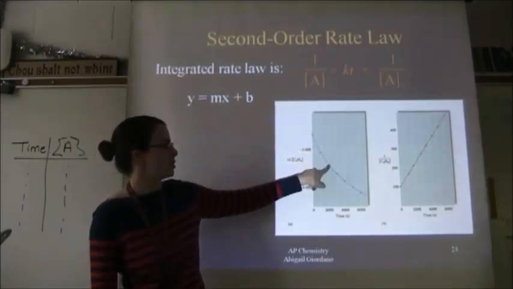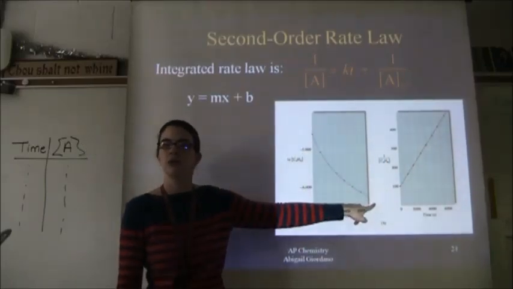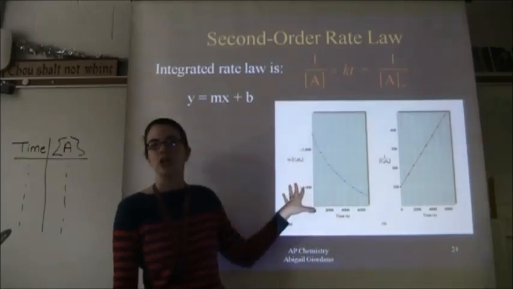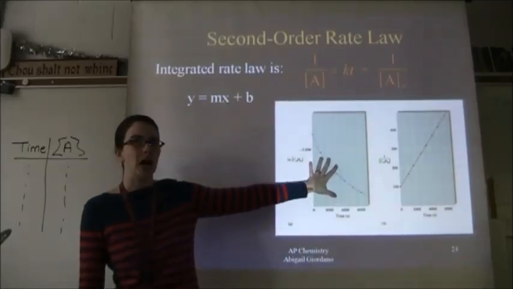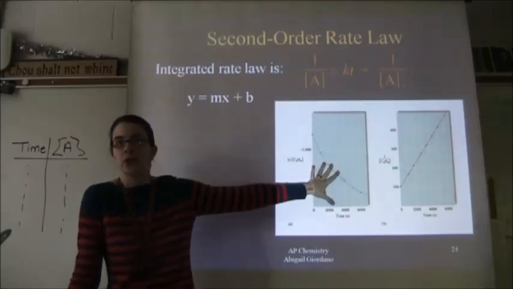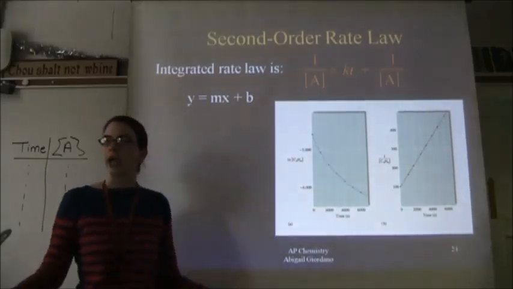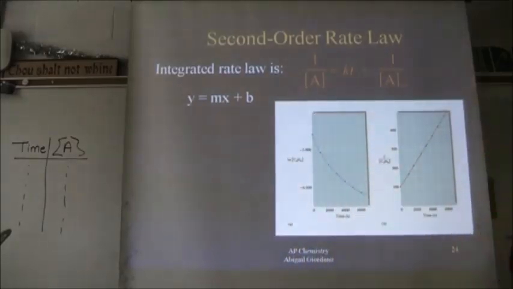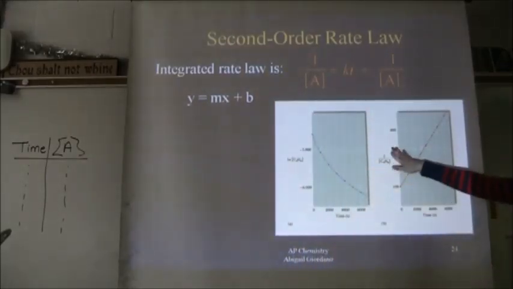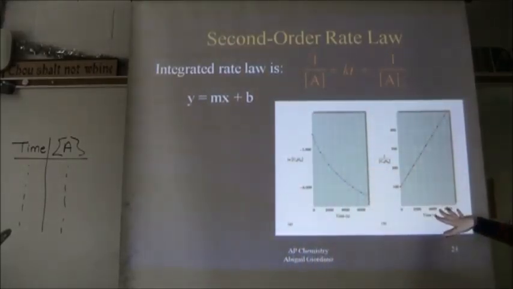Does this look straight to you guys? No. So what does that say to you? That this graph was not linear. It's not first order. So you say, okay, let me see if it is now second order data. So you try a slightly different plot.